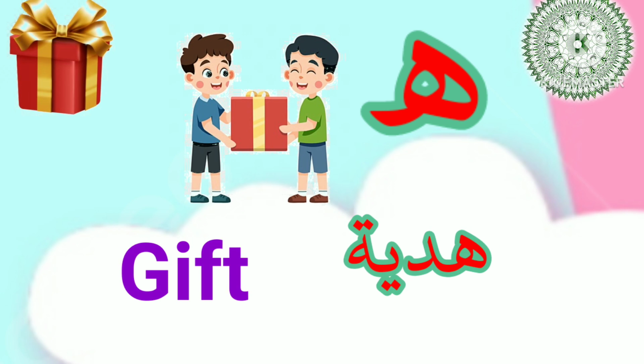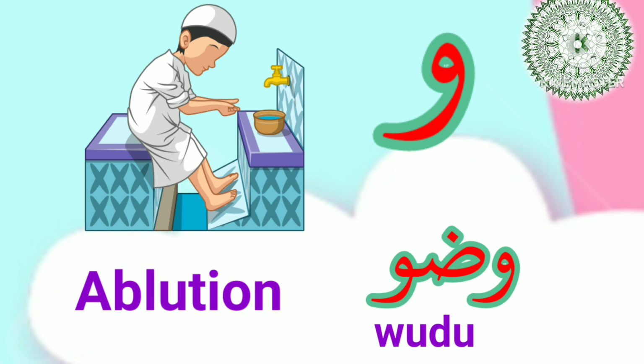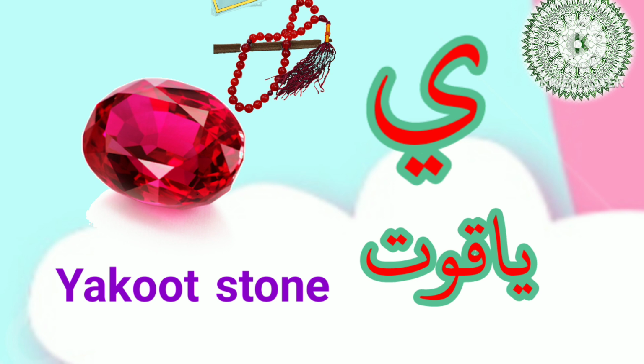Ha. Ha is for Hadiya. Hadiya means gift. Waw. Waw is for wudu. Wudu is ablution. Ya. Ya is for yakut. Yakut is a rare stone.